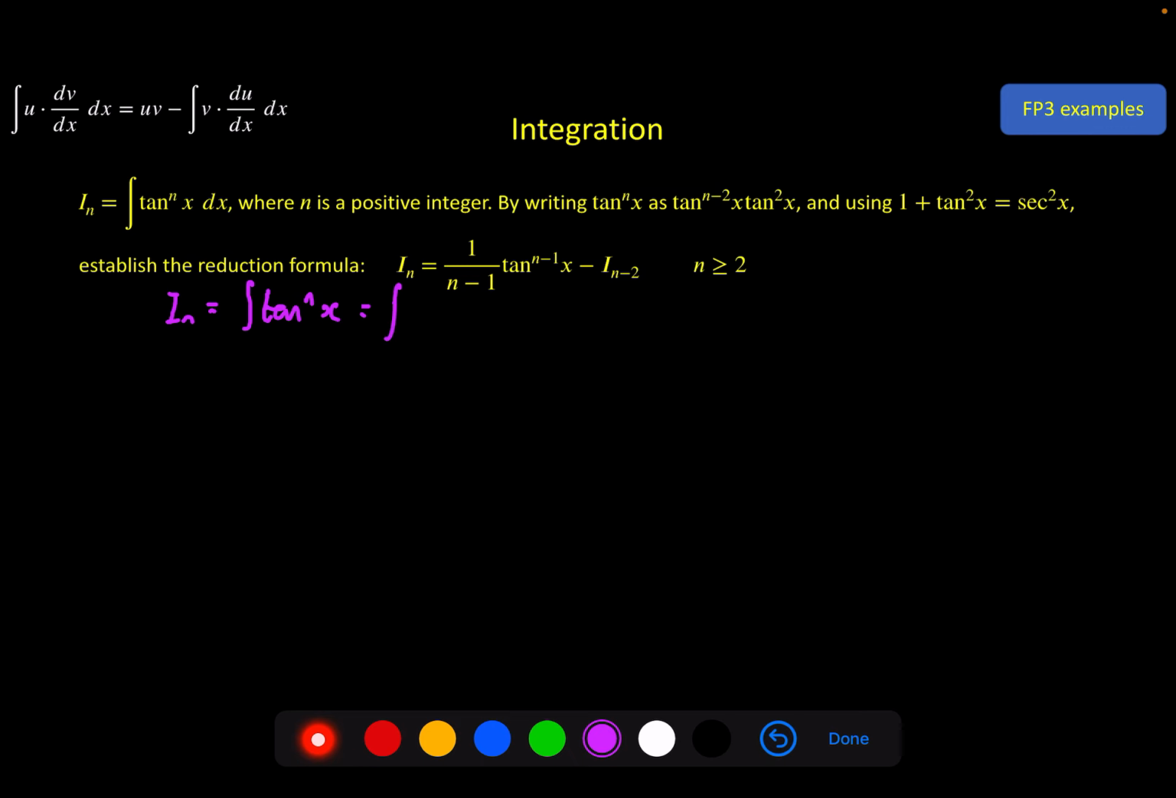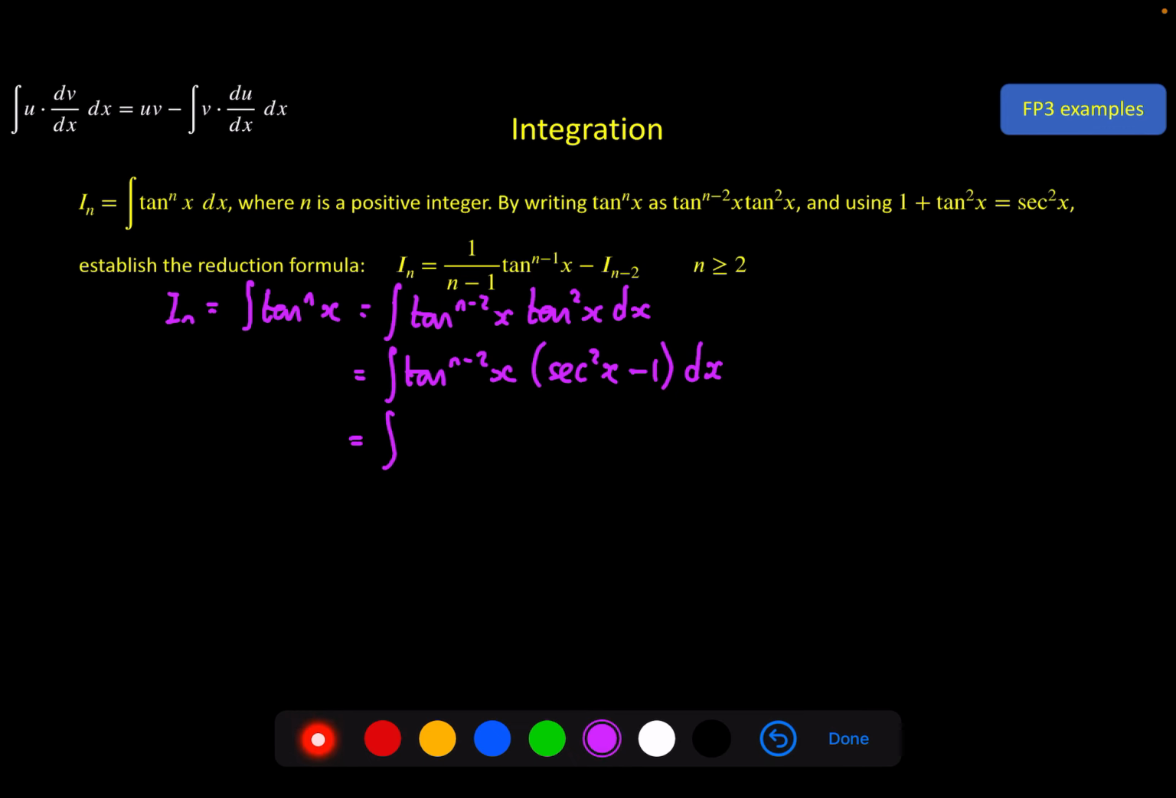So they're saying write this as tan^(n-2)x times tan squared, and then replace the tan squared, presumably, because they've told us to use that identity. So we'll replace that with sec squared x minus 1. And as with a number of the other examples, if this doesn't match what you need it to match, expand the brackets. That's a good option at this stage.